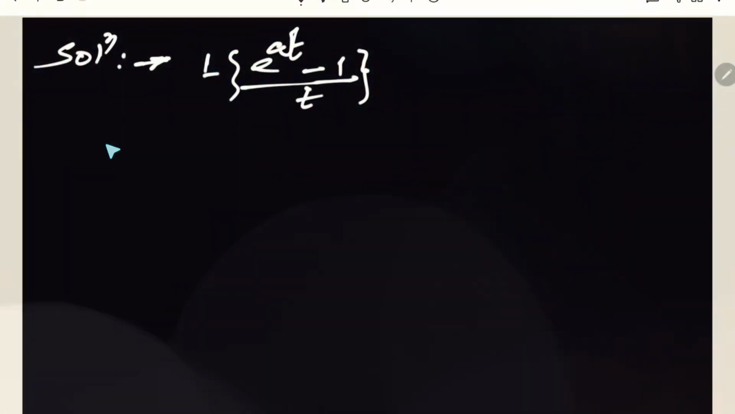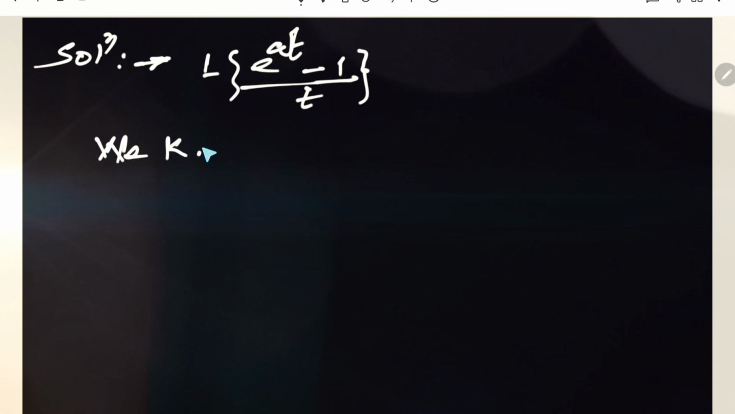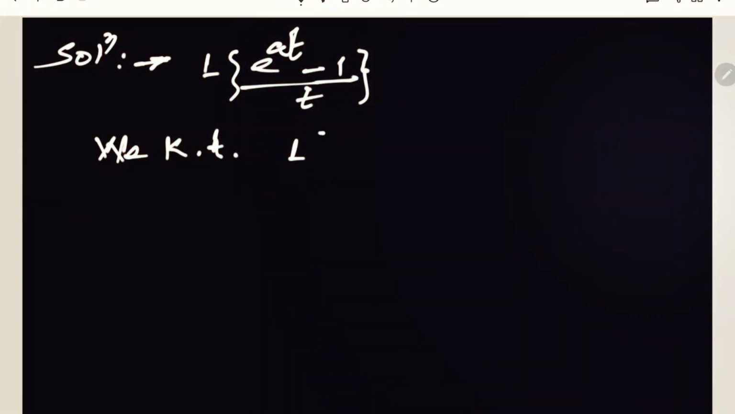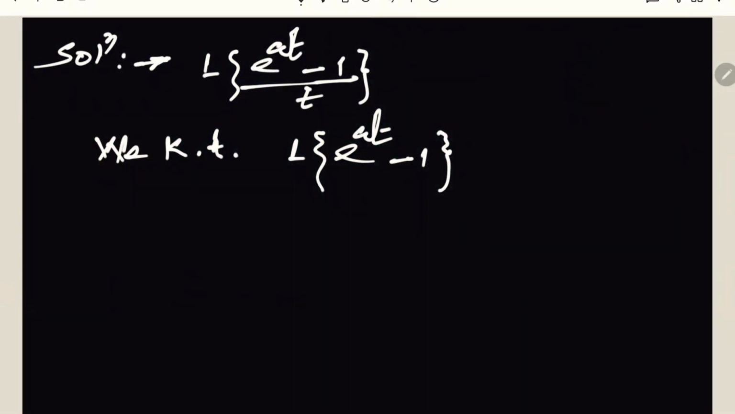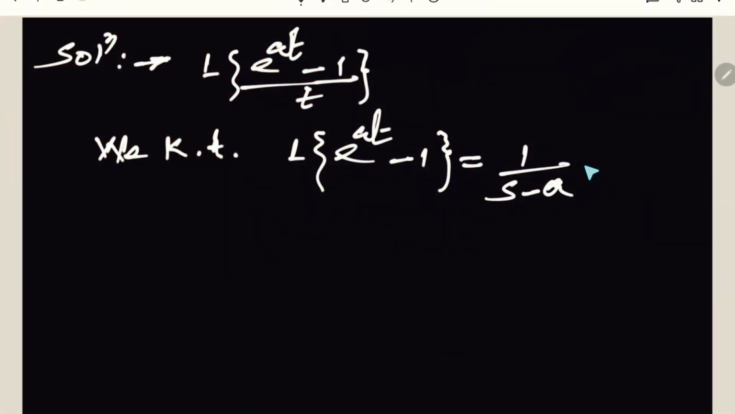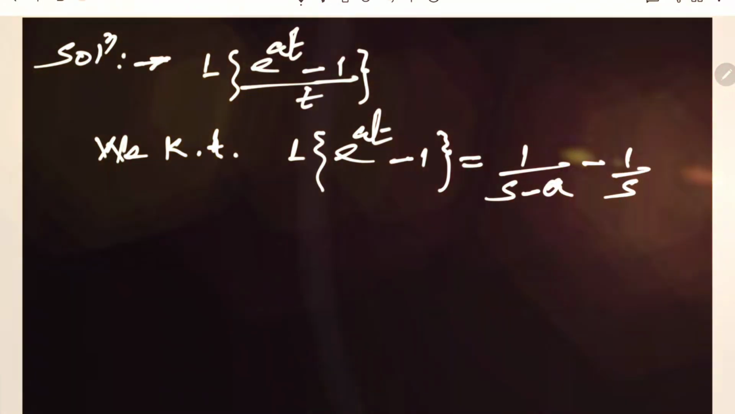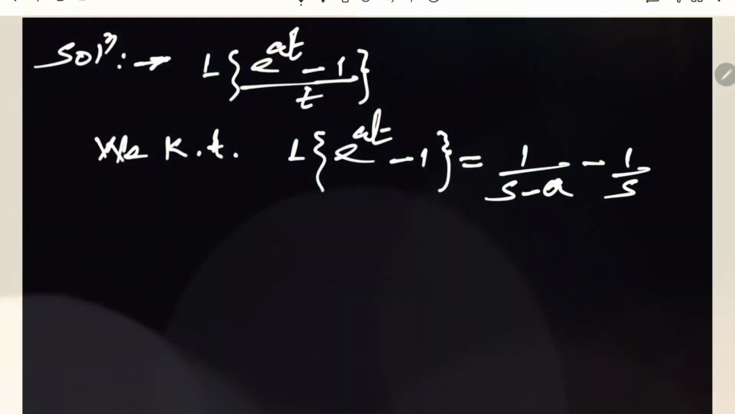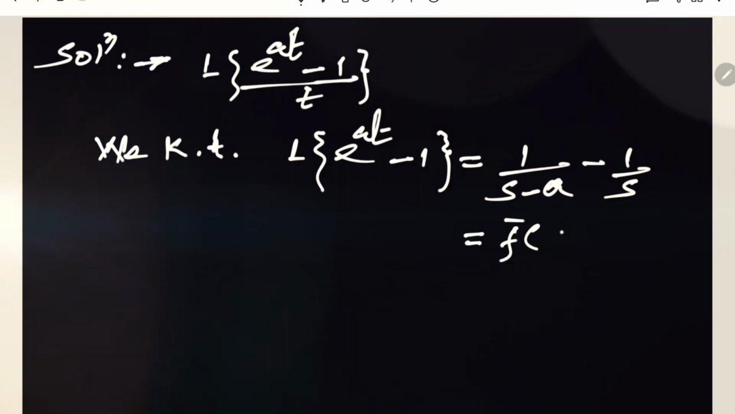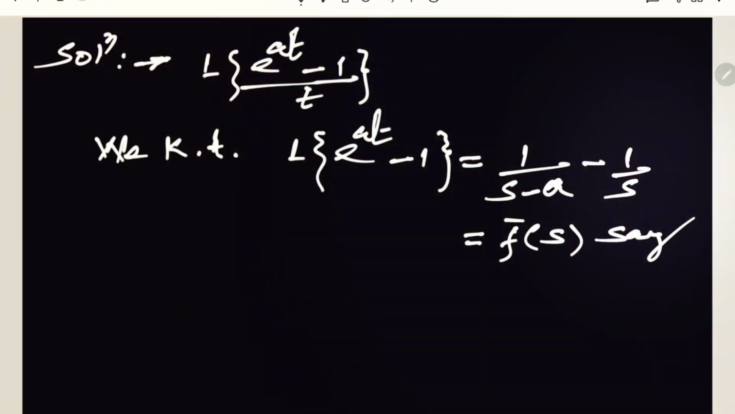Therefore, first example: Laplace of e raised to at minus 1 by t, we have to obtain this. Here the function f of t is e raised to at minus 1, whose Laplace transform we can obtain as a standard result. Laplace of e raised to at is 1 upon s minus a, s greater than a, and Laplace of 1 is 1 by s. And we call this f bar of s, say. Then as it is divided by t, we have to apply that theorem.